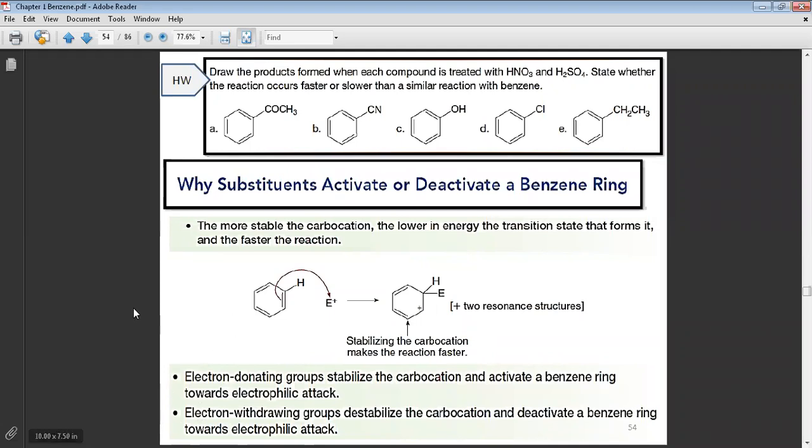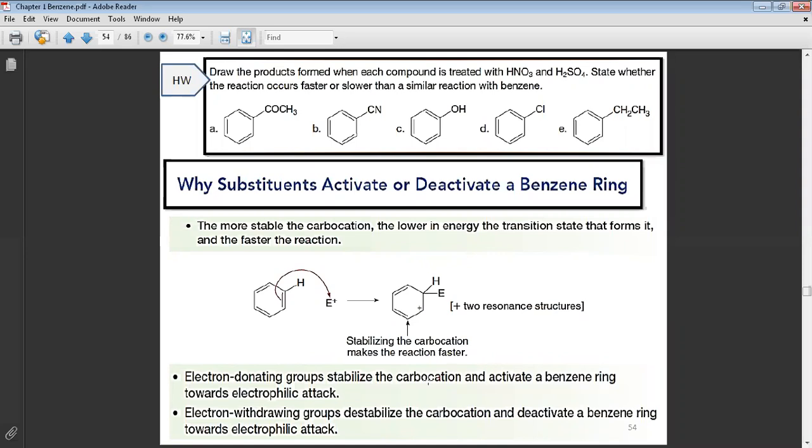Look, he said electron donating groups stabilize the carbocation. Why do they stabilize the carbocation? By inductive effect and by resonance. Electron donating means they stabilize the carbocation. Okay? Electron donating groups stabilize the carbocation, and a stable carbocation activates the benzene ring.